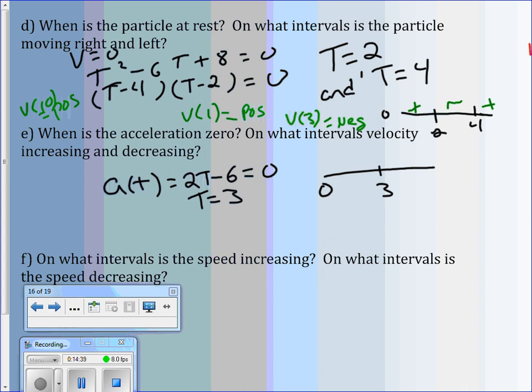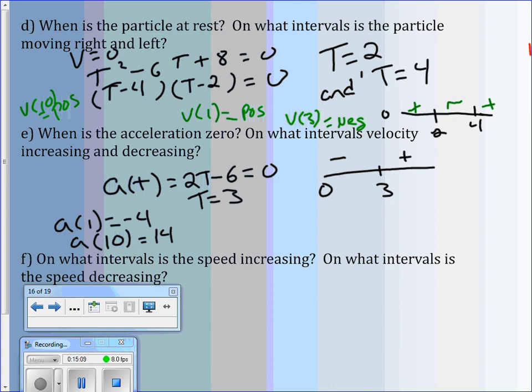So we pick a value within one of the intervals. Let's pick 1. A of 1 is what? Negative 4. And let's pick 10. A of 10: 20 minus 6 is 14, positive. So on this interval, it's negative. On that interval, it's positive.